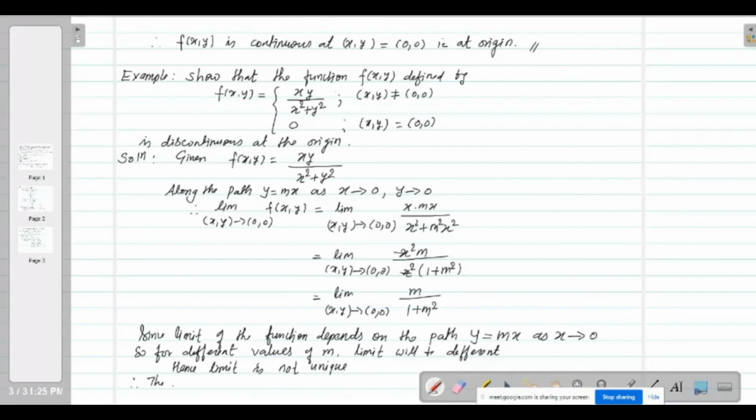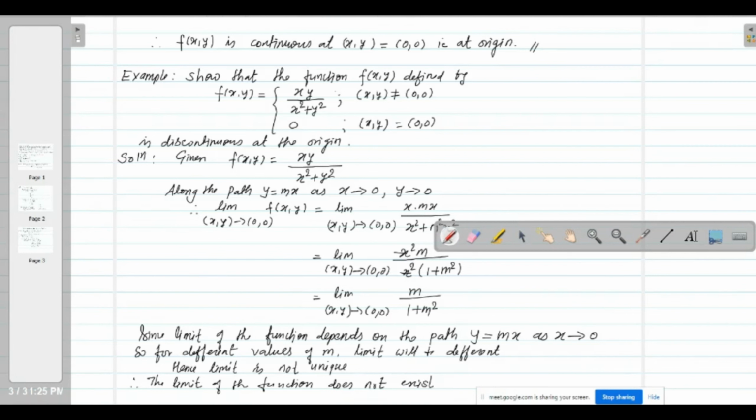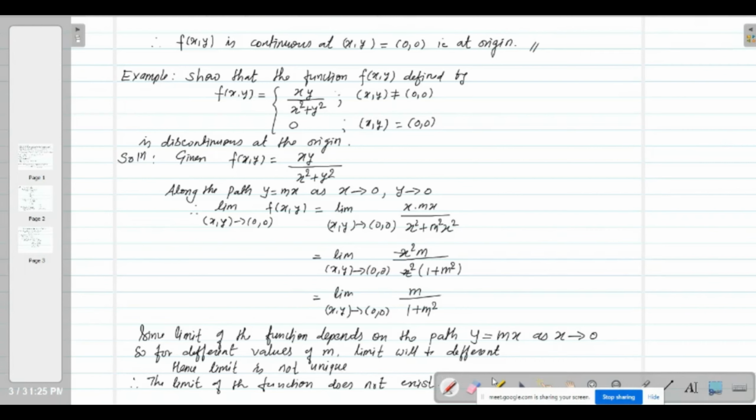Therefore, the limit of the function does not exist. Okay, when the limit does not even exist, the question of continuity does not arise here. So the limit of the function does not exist, therefore the function is discontinuous at the origin. Therefore f of x comma y is discontinuous at the origin, that is at x comma y equal to 0, 0. Okay. Discontinuous means the function is not continuous at the origin. Okay.